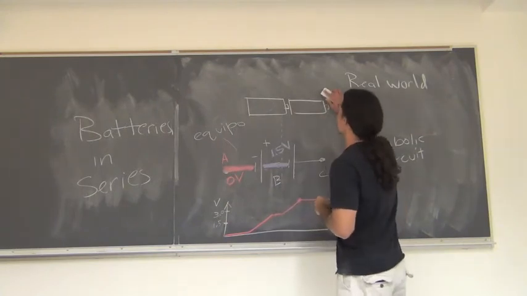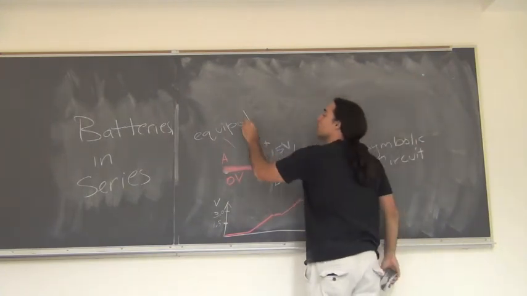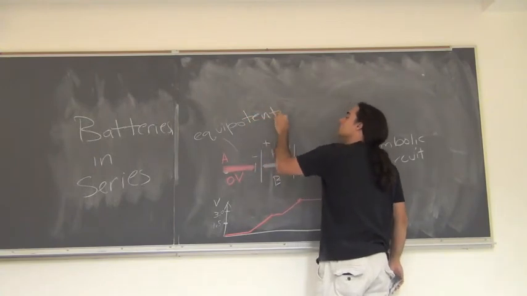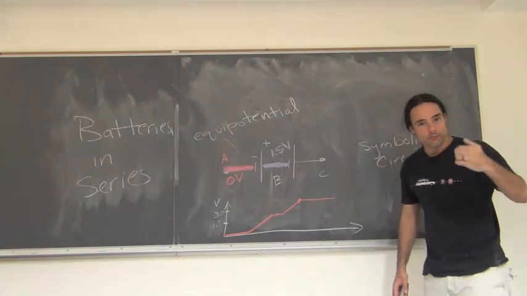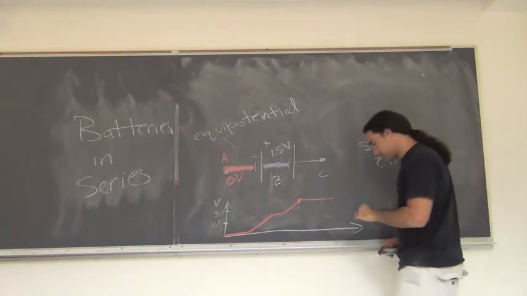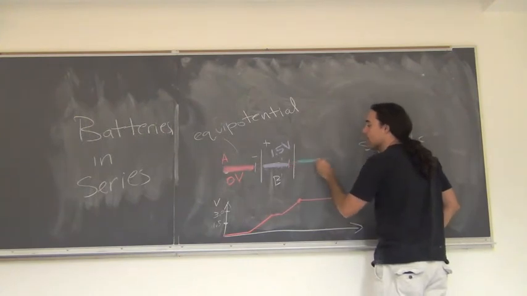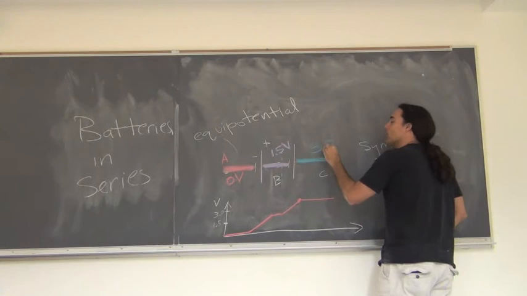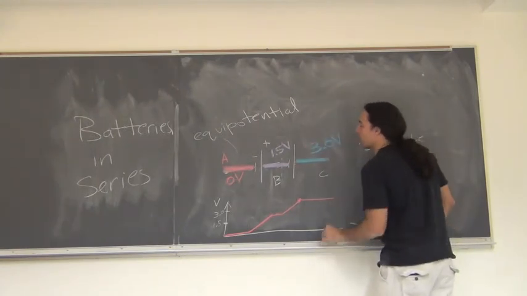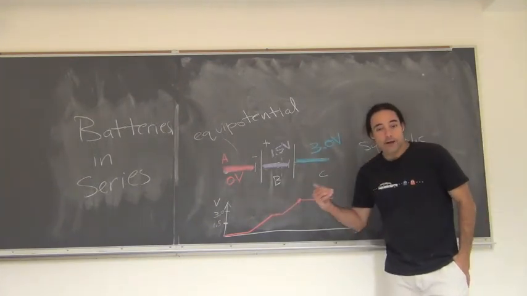I'm going to erase my real world picture. Stick with my circuit world. This is called an equipotential. So everywhere in the wire between the two batteries, that's at 1.5 volts. Similarly, everywhere on this side in region C, it's going to be at 3 volts. Hopefully that comes off on the video. So everywhere in that wire, it's 3 volts.